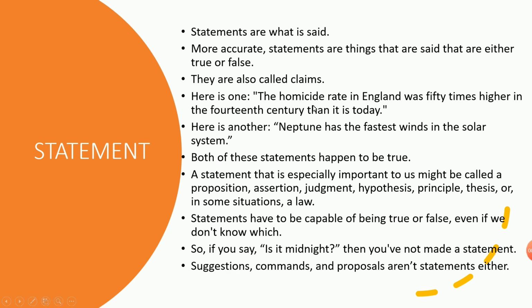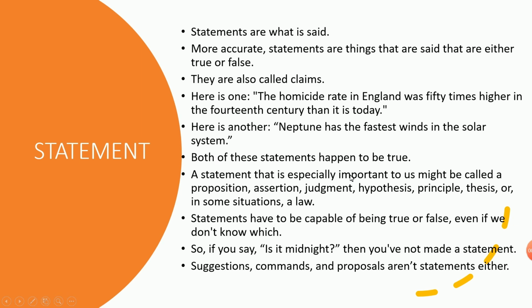One example is that the homicide rate in England was 50 times higher in the 14th century than it is today. Another is Neptune has the fastest winds in the solar system. So here are the two statements. Both of these statements happen to be true because it has been measured and they have found out that both of these statements are true.